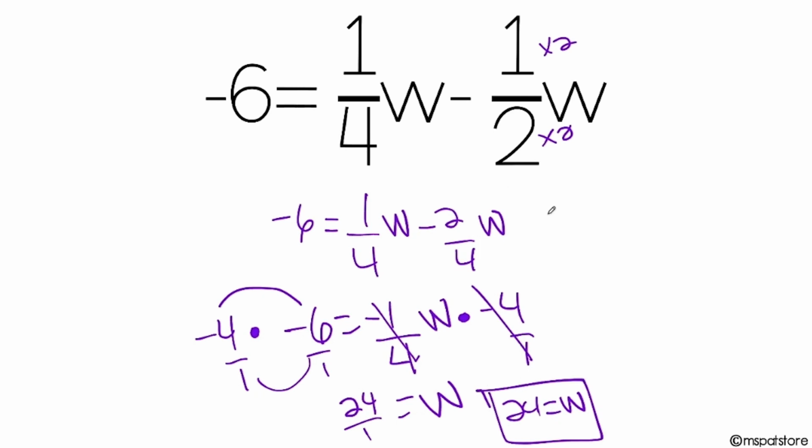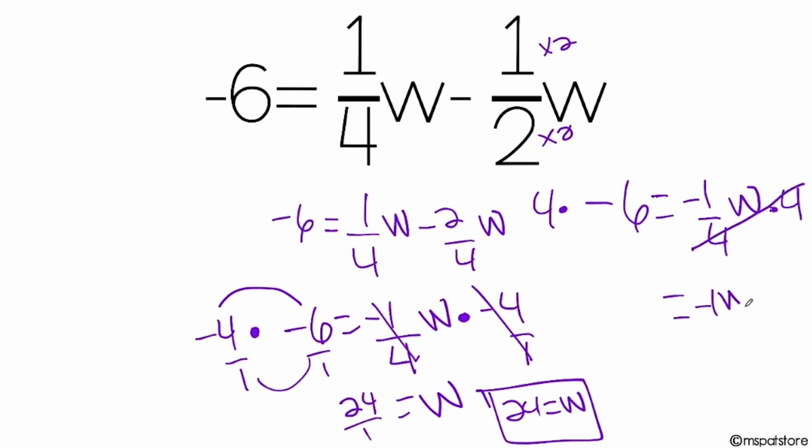If you do not want to use the reciprocal at the end, let me show you the other method. So you have negative 6 is equal to negative 1/4 W. So I suggest that you cancel out each one of the numbers one by one. So 4 is dividing. I will multiply by 4 here and multiply by 4 on the other side. So you cross it out. So now I have only negative 1W. Positive 4 times negative 6 is negative 24.